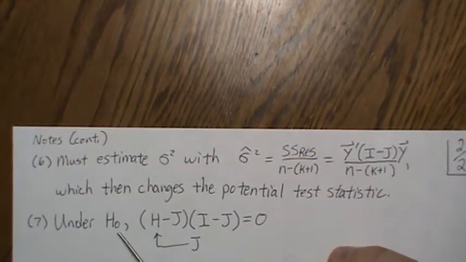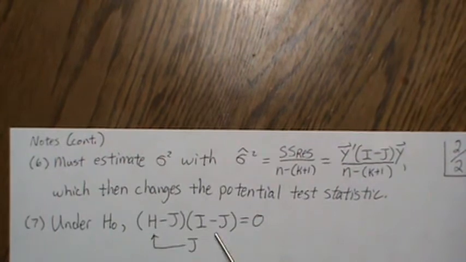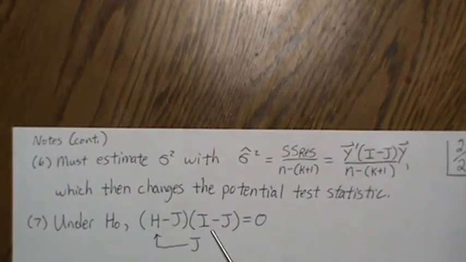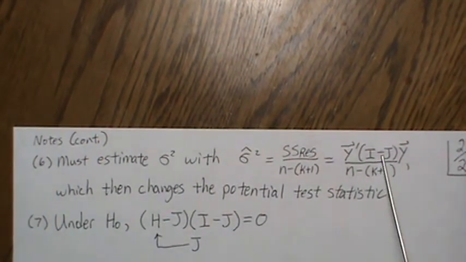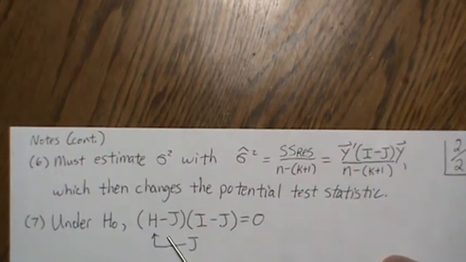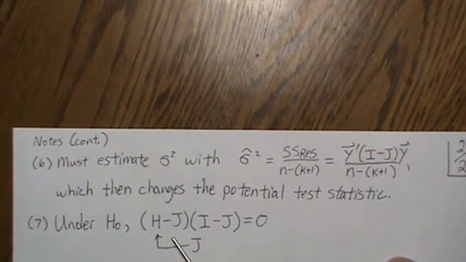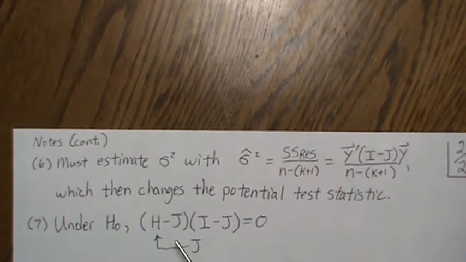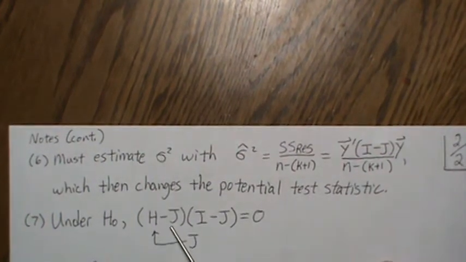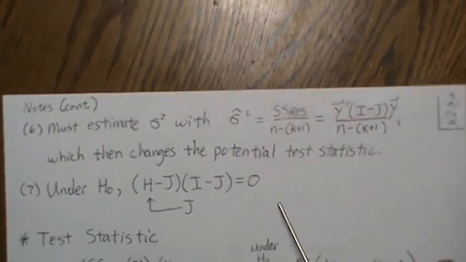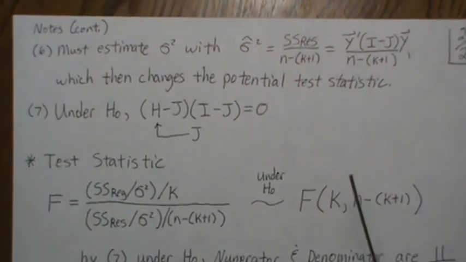Now here's one more note. Under the null hypothesis, this product, and where does this come from? I minus J is here, and H minus J is in the sum of squares regression. Now under the null hypothesis, H is J, so this becomes 0. And that's going to play a part in our test statistic.